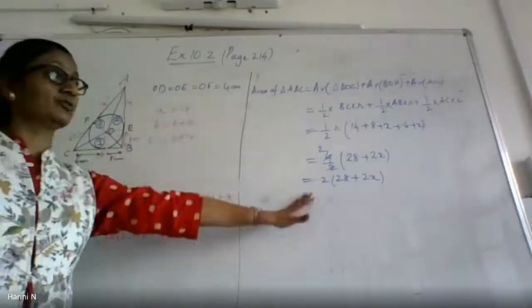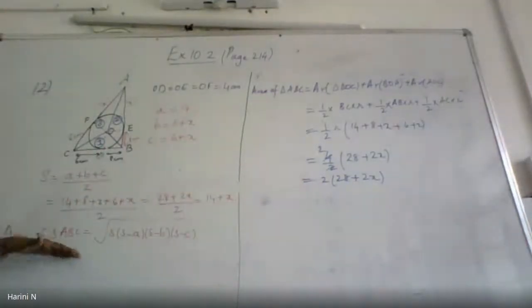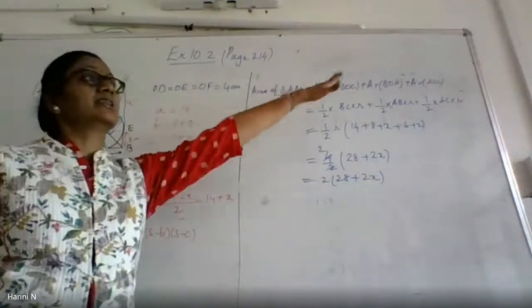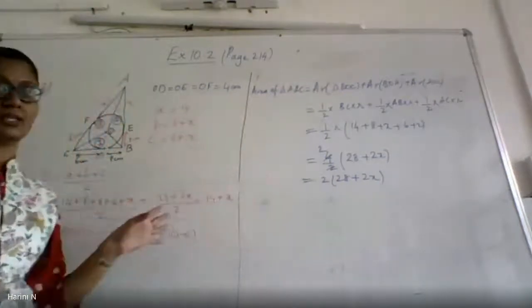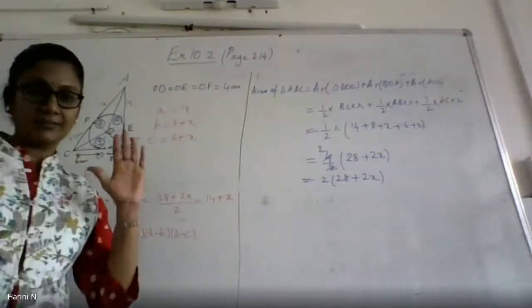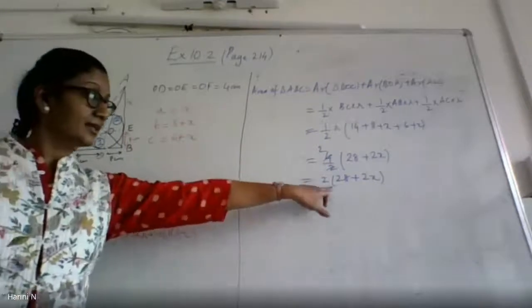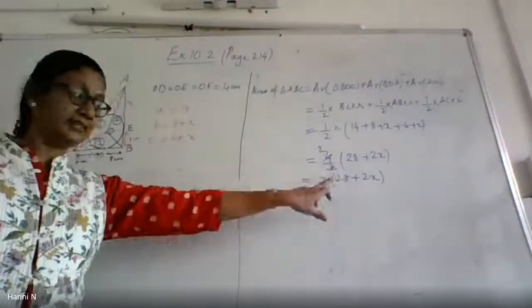I have shown you how to find area of triangle ABC using Heron's formula and using the 3 triangles. Equate both of them, solve the equation to get the value of x. Definitely you will get a quadratic because here itself you are seeing there is a term in x.